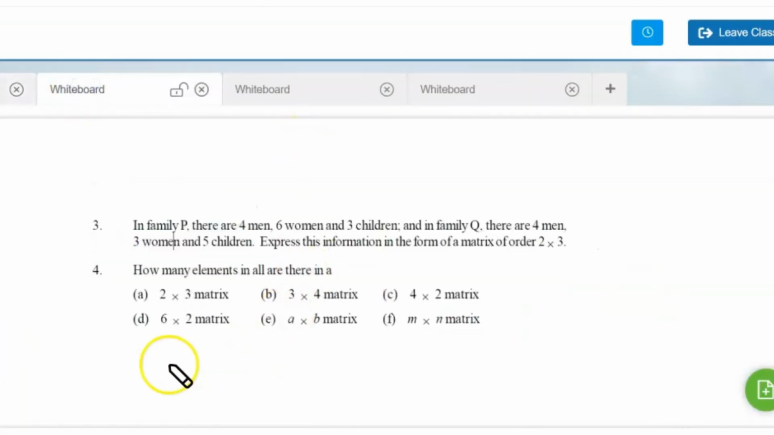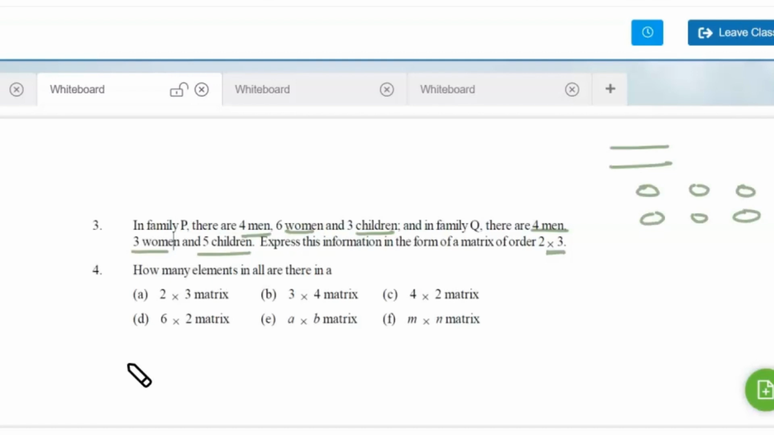That is the third question. Let's read. In family P, there are 4 men, 6 women and 3 children. In another family, 4 men, 3 women and 5 children. So you have to represent this information as a 2 by 3 matrix. So you have to have 2 rows and 3 columns. So it should look like this. A 2 by 3 matrix. Okay.